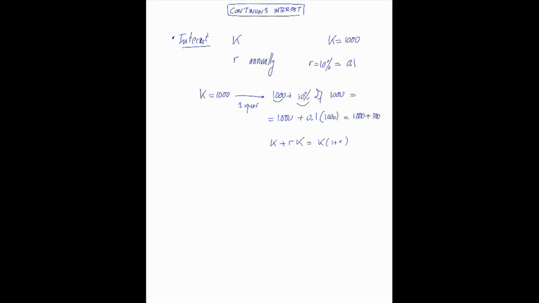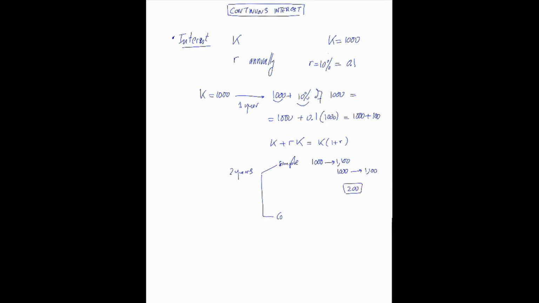If you do the same thing for 2 years, you have two options. One is simple interest, where you just withdraw your 100 from the bank. So you have 1,000, after 1 year you get 1,100, and you invest only 1,000 of them, and at the end you have 200 as interest.